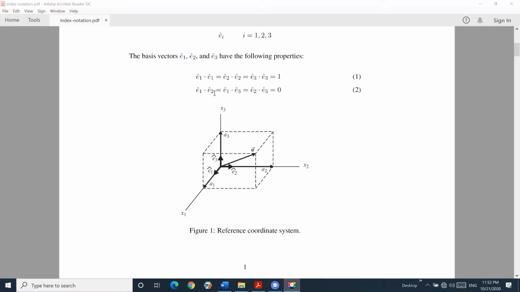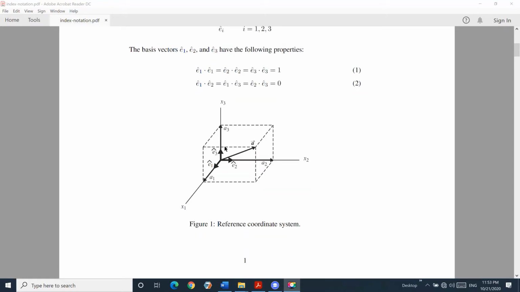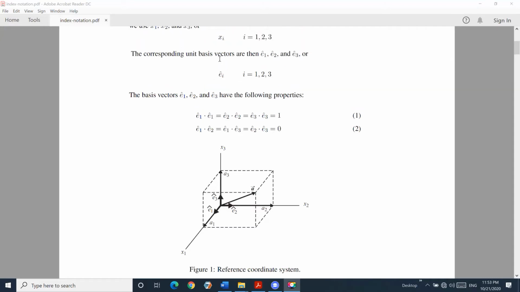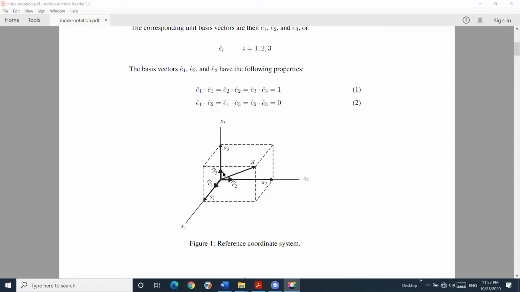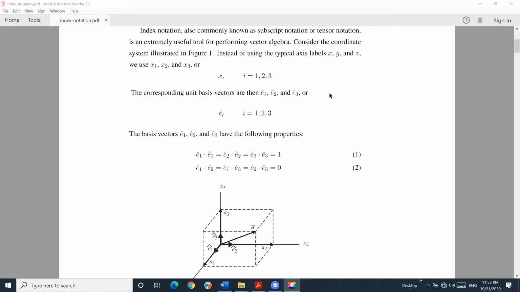The dot product e1 with e2 is 0, because they are perpendicular to each other, so we call this orthogonal, and it gives 0. And you see, e1, e2, e3, the basis vectors, are unit vectors, and they represent the x, y, z axes.